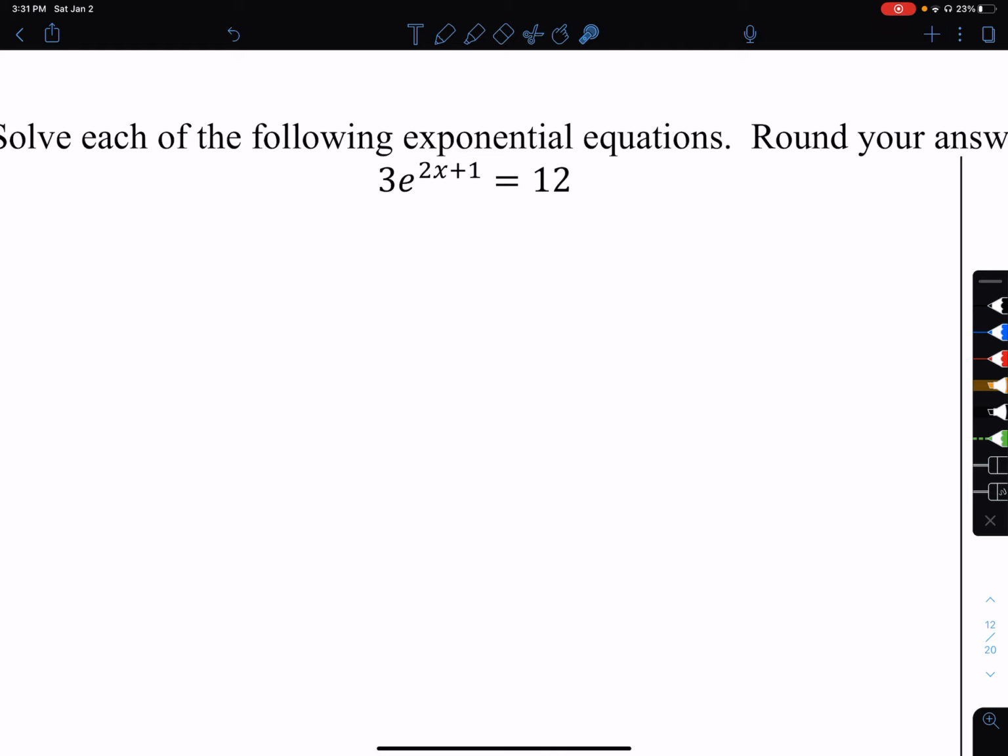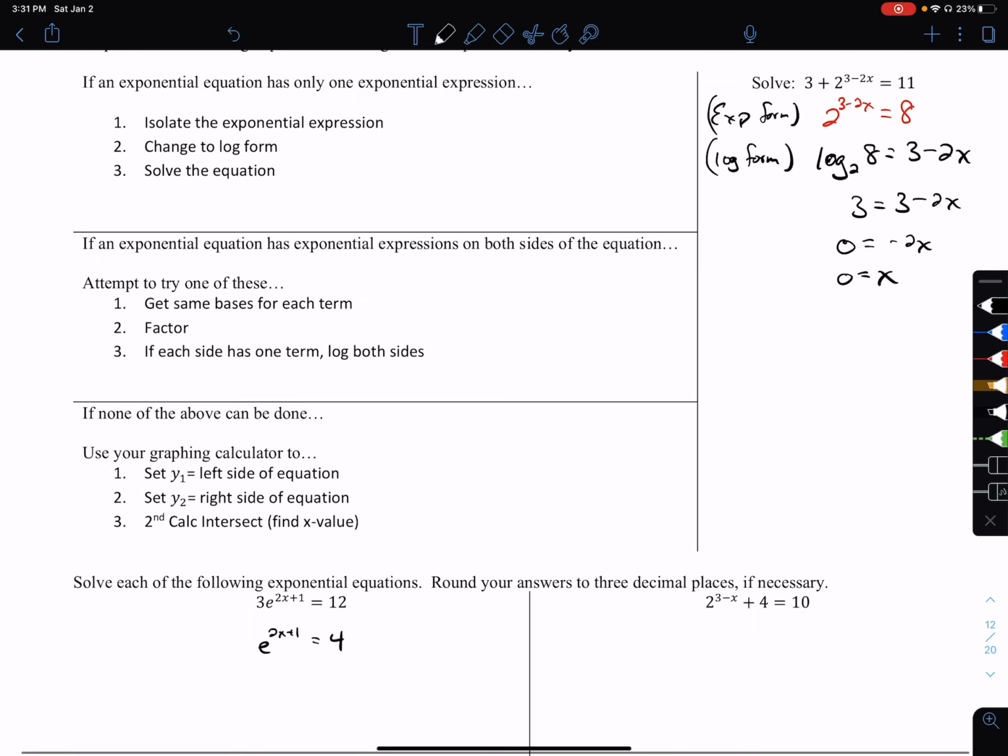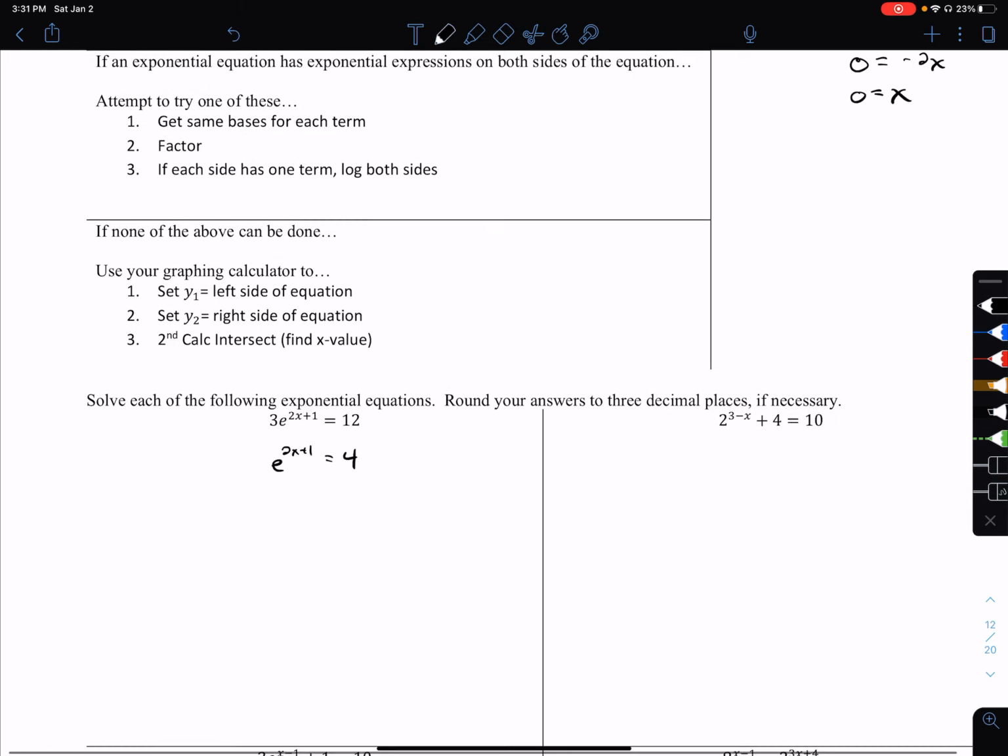A rookie mistake would be to try to change this to logarithmic form right now. We can't successfully, or at least meaningfully. We could, but there's lots of people that would do this wrong. We don't want this coefficient for e. Whatever the base is, which is e, we don't want the coefficient there. 3 is not part of the base. If it was, it would be written like this, which it is not. So we're going to divide both sides by 3. We have just isolated the term that has the exponential expression in it.